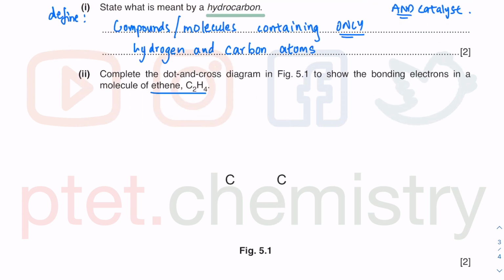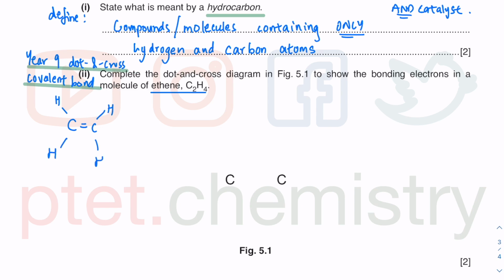We have this thing called ethene. Ethene is from Year 9, dot and cross, together with the vocabulary under the covalent bond topic. That was about 2 years ago. We can go back 2 years and revisit what you have learned. Hydrogen with 1 electron in the outer shell always forms a single covalent bond, because it just needs to share 1 electron to complete the first outer shell, which is 2 electrons maximum.